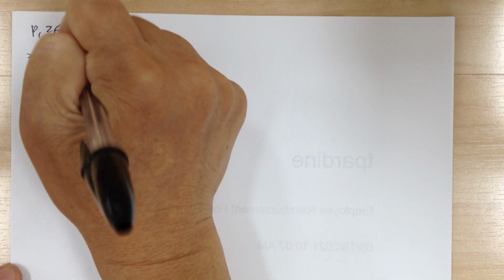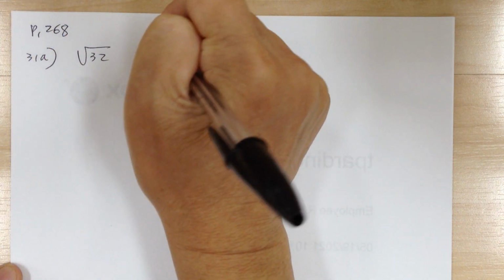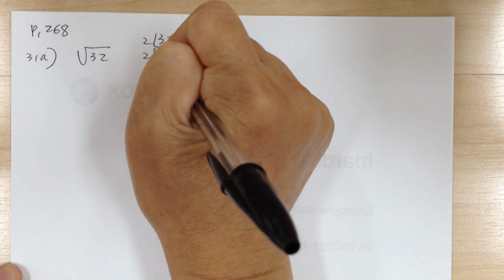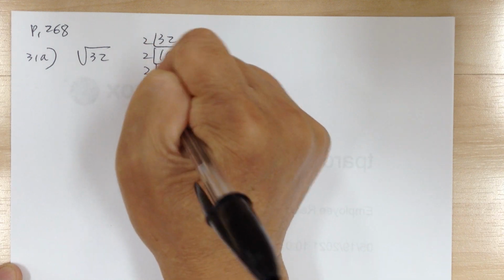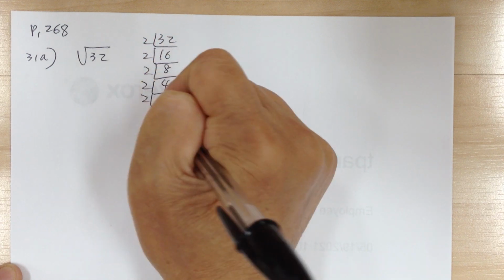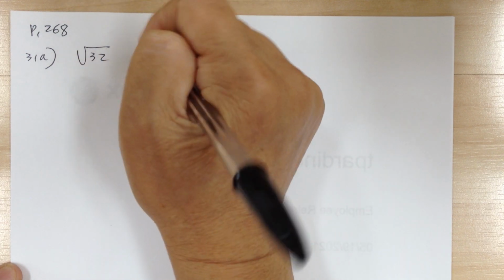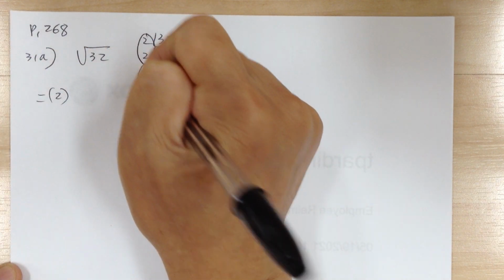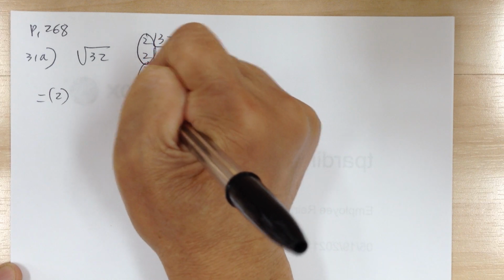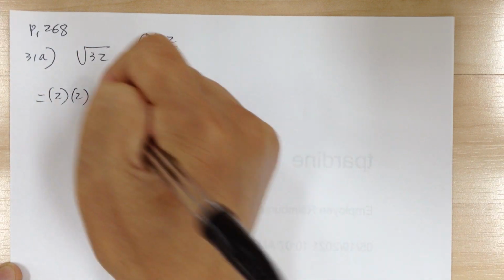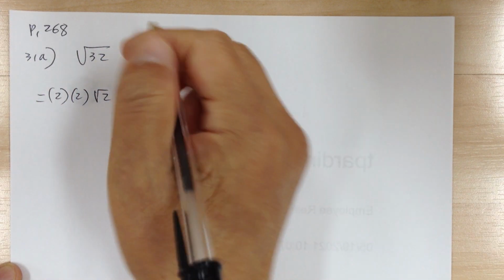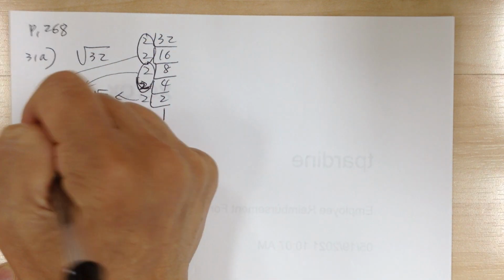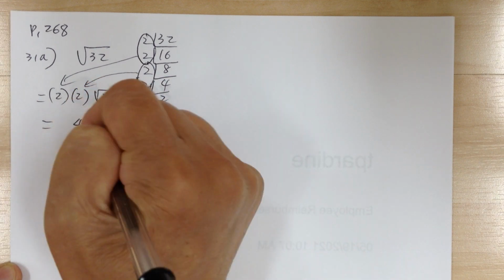Okay, 31a, you've got square root of 32. So you can go off to the side. 32 divided by 2 is 16. Divided by 2, you get 8. Divided by 2, you get 4. Divided by 2, you get 2. Divided by 2, you get 1. Square root means you need 2 radicands to make an integer. These 2 radicands make an integer. This is the leftover. And so this will equal 4 square root of 2.